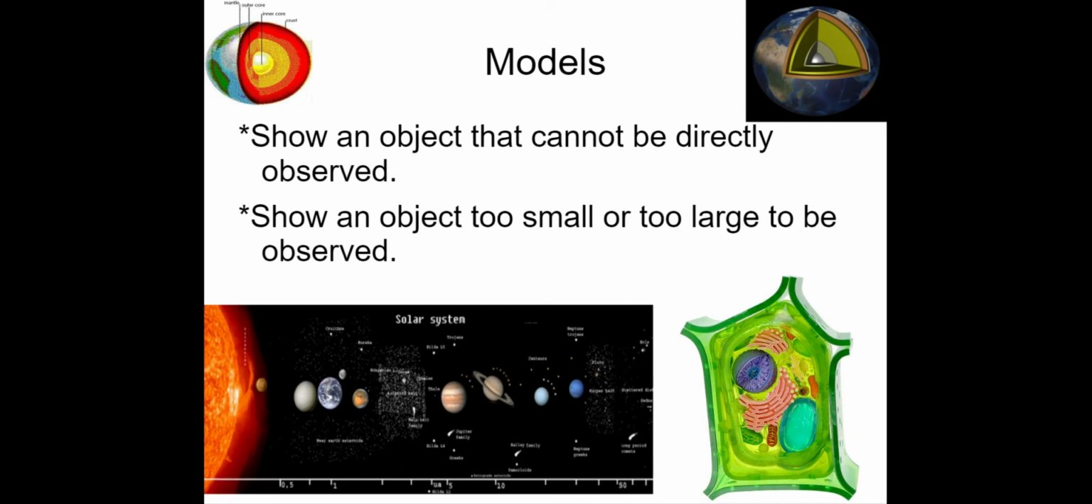Models can also be used to show things that are so big you can't observe them all together. For example, the solar system is really, really huge. You're not able to see the whole thing all at once, so they build a model to represent it. Or it could be something too small to be observed, for example, those cells we talked about.